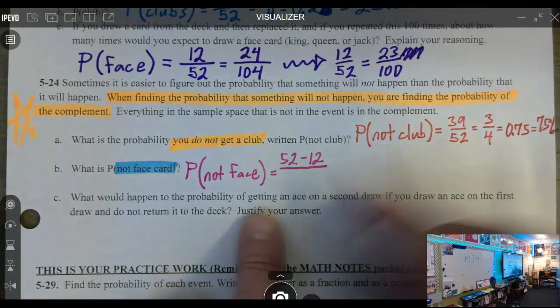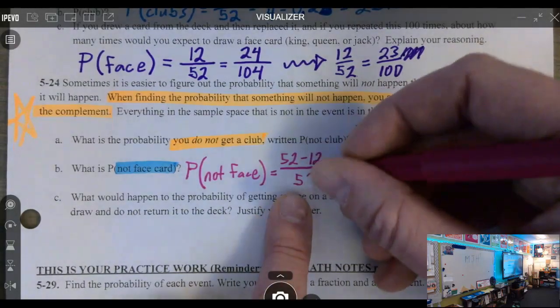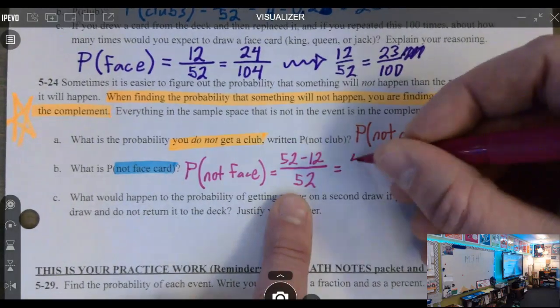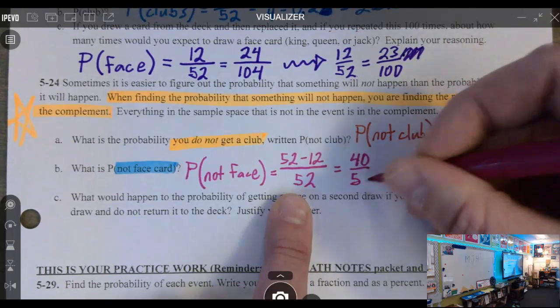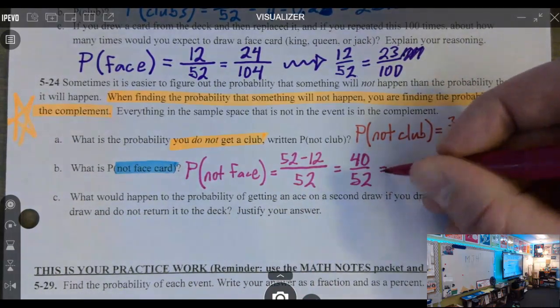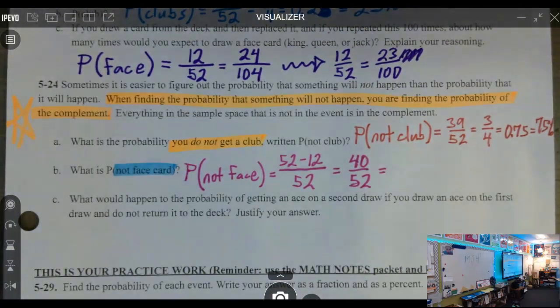And then that would be equal to 40. And we're always over the total. 40 over 52. And then that's going to be... I think that can reduce. It can, actually.